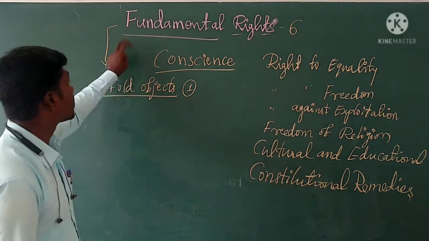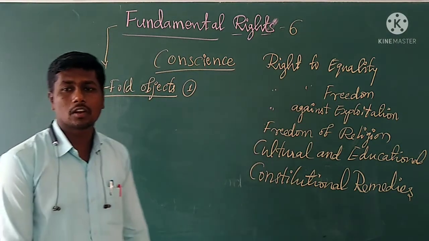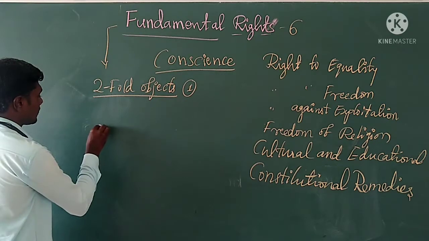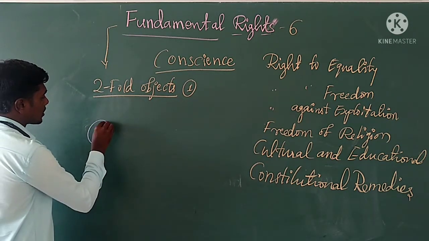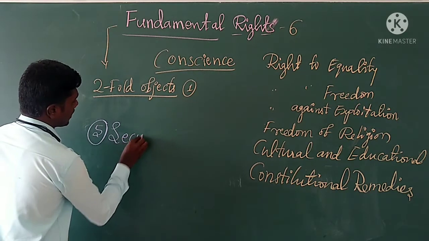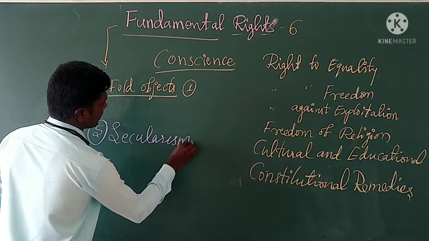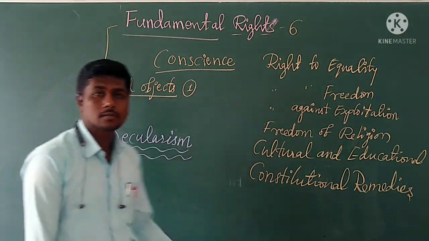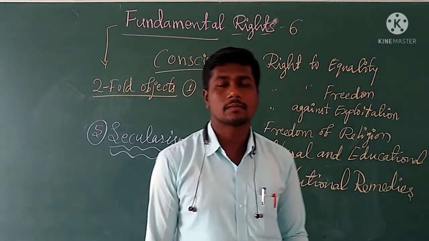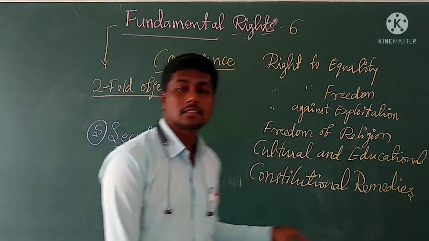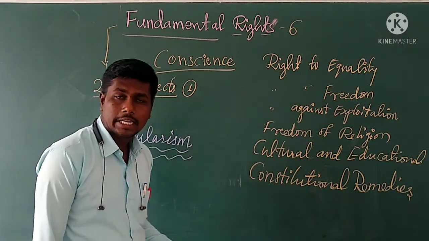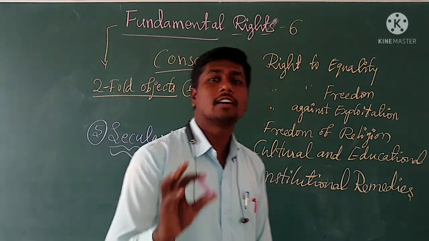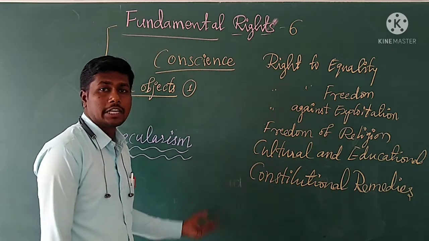Then this is all about fundamental rights. Then the next one, the last main key feature, that is the 5th one. The last main key feature of the Indian Constitution is secularism. It is the last and 5th major key feature of the Constitution. Then what do you mean by secularism? A secular state is one state which doesn't officially promote or officially support any one religion as the state religion.